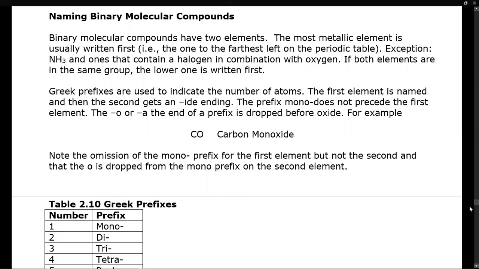For example, carbon monoxide. I dropped the mono that would be appropriate for the carbon, and I dropped the O from the mono in front of oxide. Instead of being monooxide, it's monoxide.